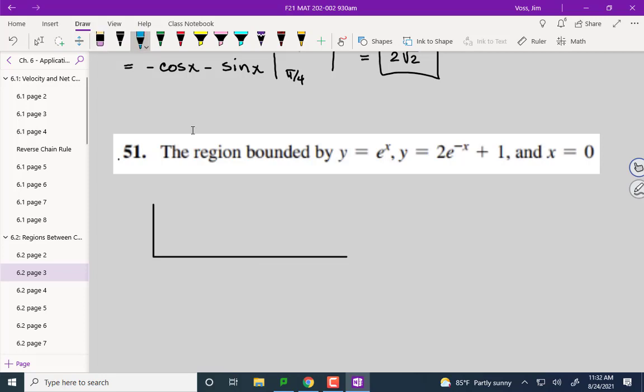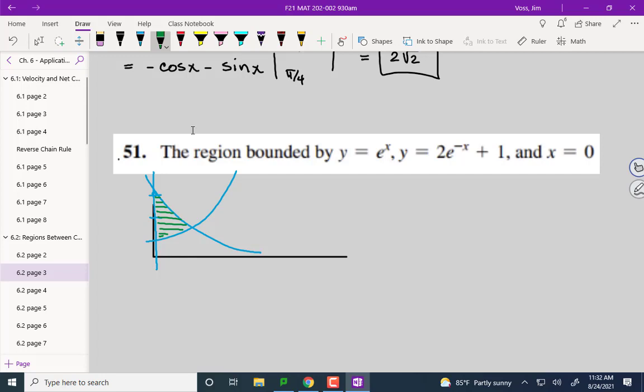Okay, so e to the x is going up, and it's going to look something like that. x equals 0, that's the y-axis. This is an exponential decay with a y-intercept of 3. When x is 0, e to the 0 is 1, 1 times 2 plus 1 is 3. So that's somewhere up here, that's the y-intercept. And it's an exponential decay, so it's shooting down towards the x-axis. That's as neat as we need. We don't have to get any more precise than that. The region we're trying to find the area of is right in here.